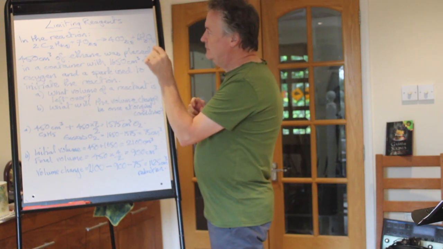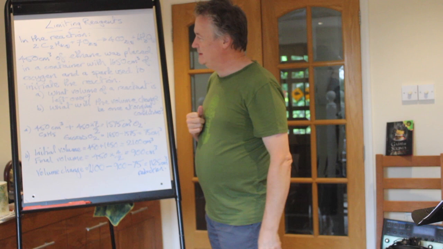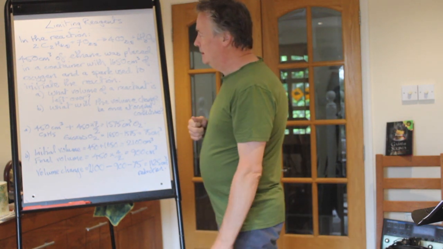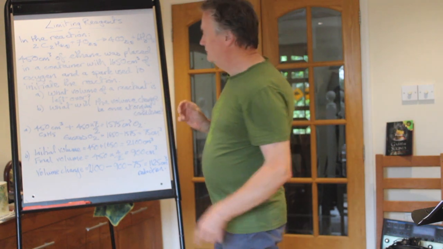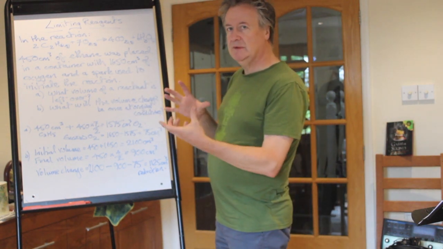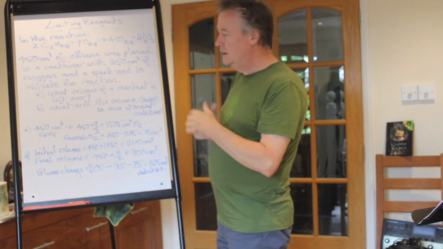450 cubic centimetres of ethane in a container and 1650 cubic centimetres of oxygen put in there with it, which is 2,100 altogether. And you use a spark to get the reaction started, so you mix it, you put them all in, spark it, there'll be two little electrodes go in, spark, and the whole thing reacts.